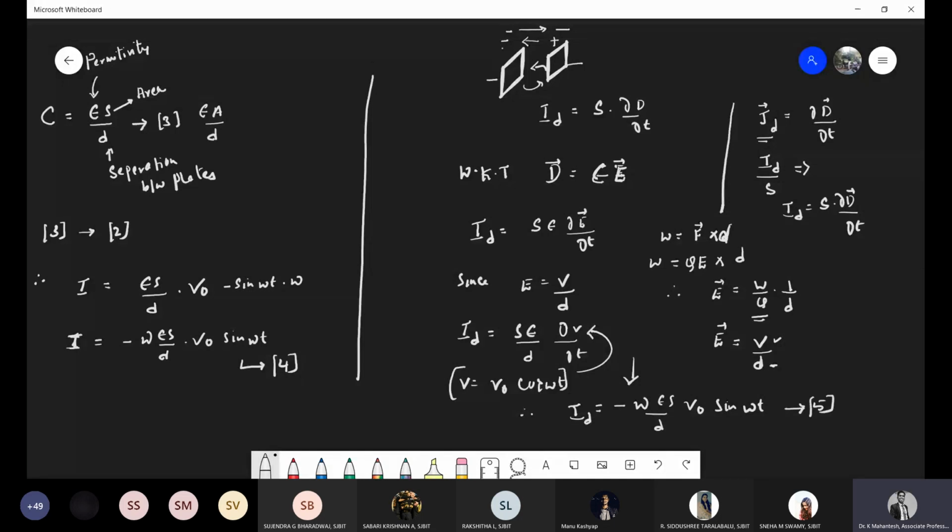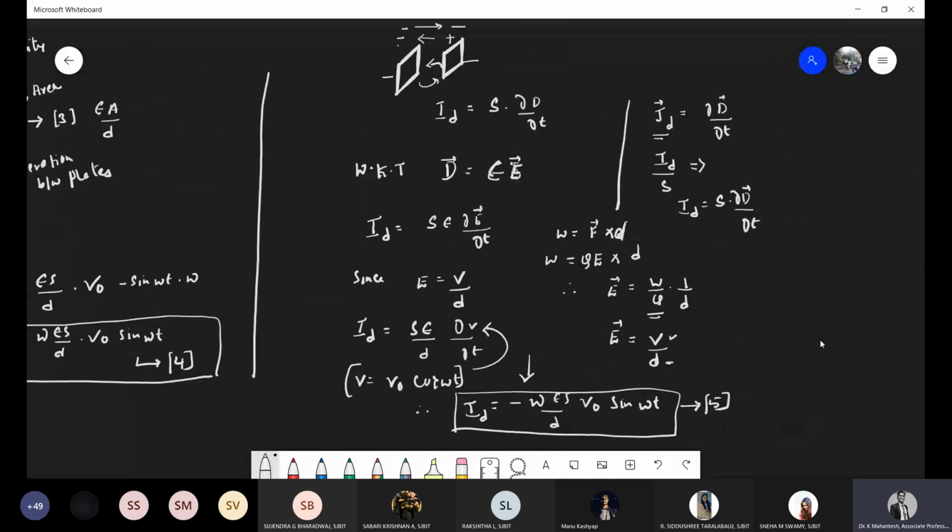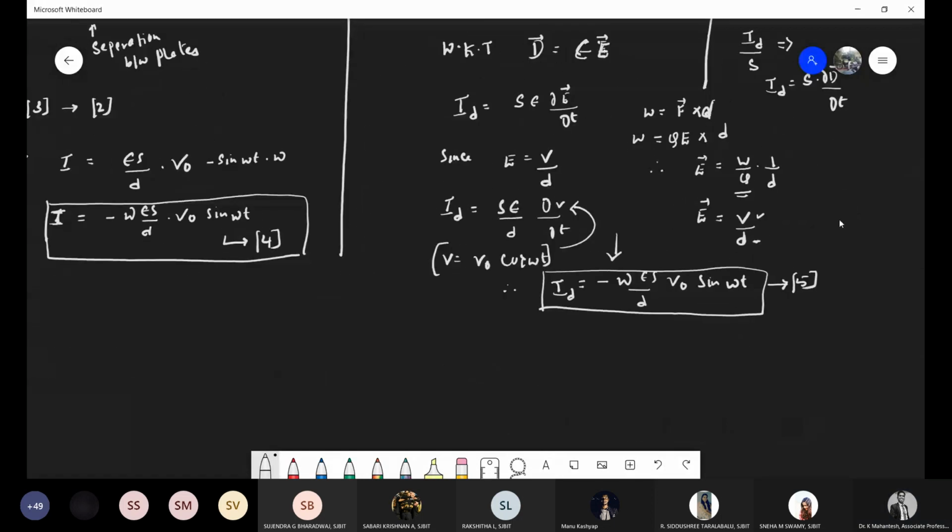Compare equation 4 and 5. See here, this is my equation 4 and this is equation 5. If you compare equations 4 and 5, you can say the displacement current, equation 4, is equal to equation 5. Therefore, conduction current is equal to displacement current.